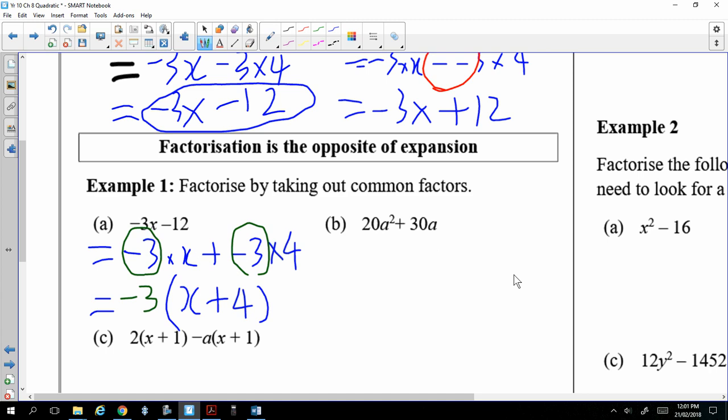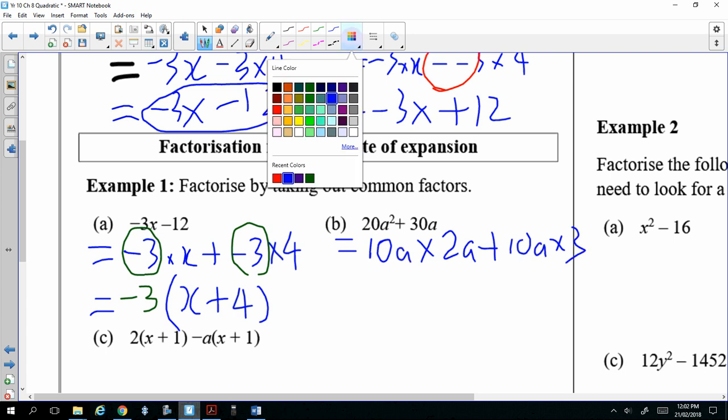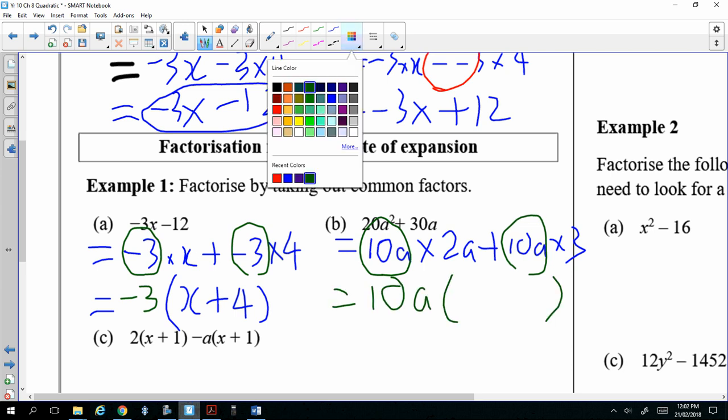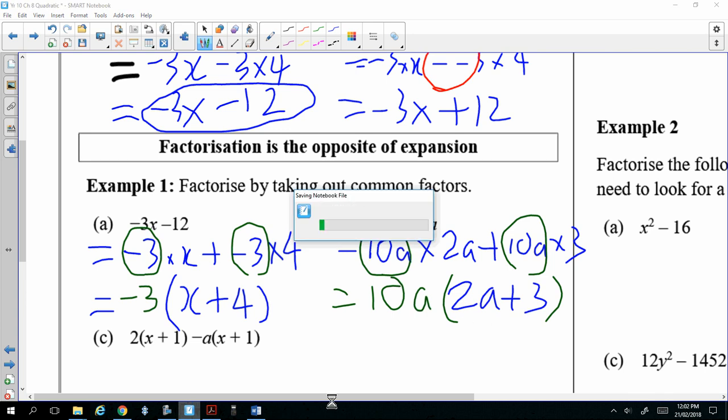Okay, let's move on to the next one. Same thing. 20a squared, you can write that as 10a times 2a plus 10a times 3. Can you see both of them has 10a, which you can factorize to 10a, open bracket, write down the leftovers, 2a plus 3. Yes? Good? Any question? All right, good.